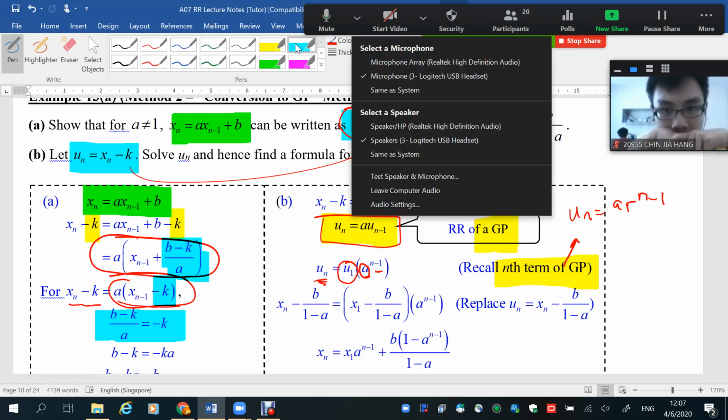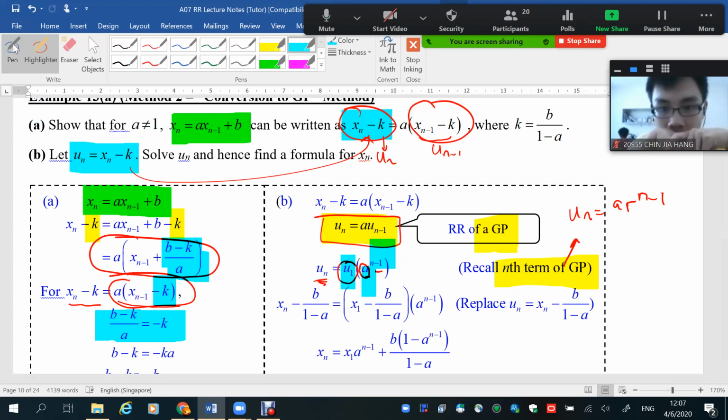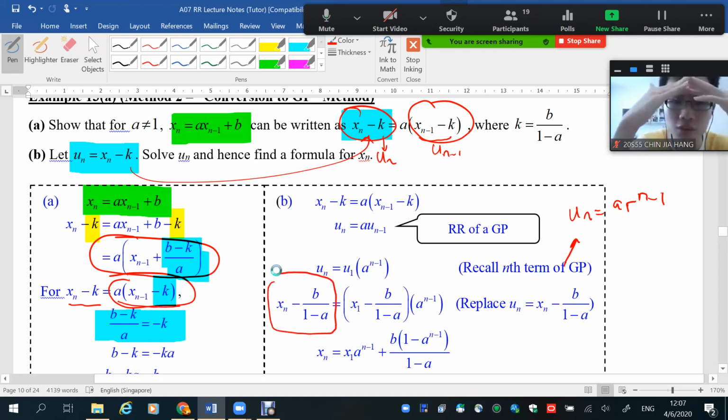Say again, u1 is my first term. The common ratio is a. The number of terms will be n minus 1. So far so good. Okay, so after this, let me erase. What you need to do next is, I have xn minus b over 1 minus a, which is what result? This result here.